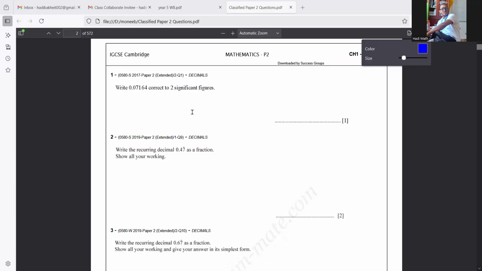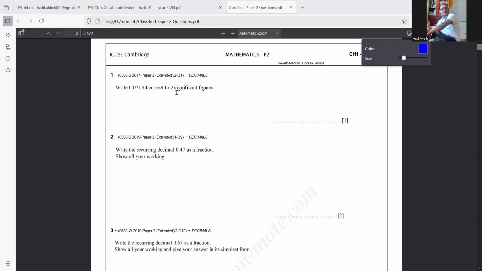The important idea to know when we're asking you to write to two significant figures, you need to count two digits, but 0 should not be one of them. Like if the number starts with 0, and then after the decimal point there is 0, you're not going to count this 0, and you're not going to count this 0. You will start counting from the 7.